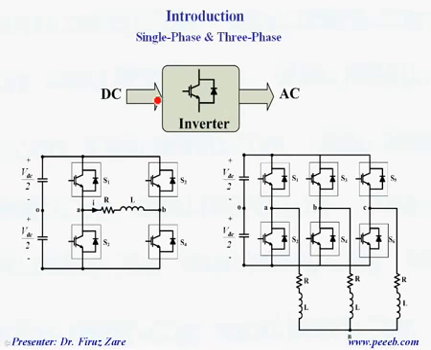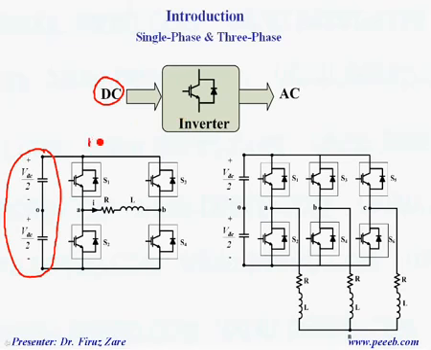Now let's look at the circuit diagram. When we are talking about the voltage source inverter, here we have a capacitor which provides DC voltage for this inverter. And when we are talking about a single phase inverter, basically we have two legs, leg A and leg B, and this is the load. So we expect to get AC voltage across the load. This is the output voltage.